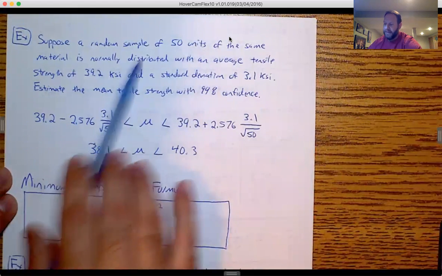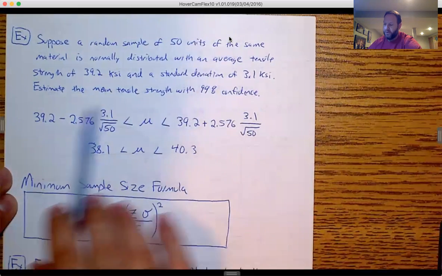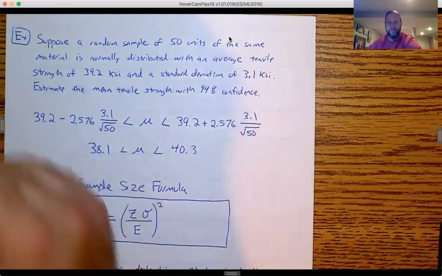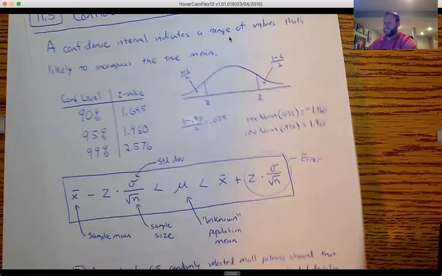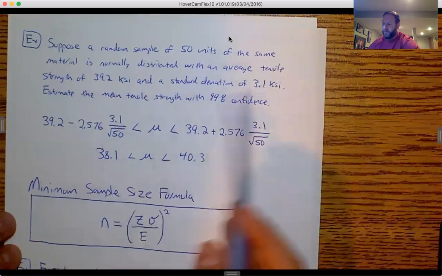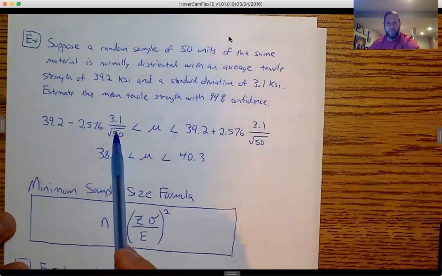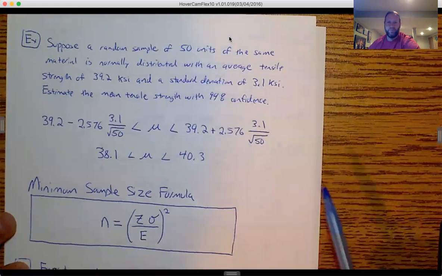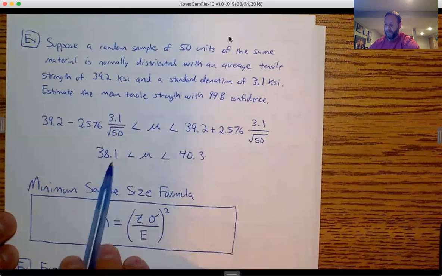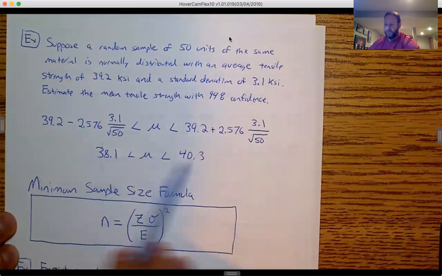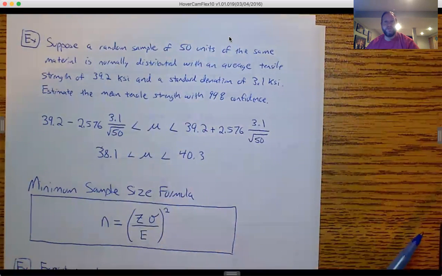Okay, so again, 39.2 was my average. The 2.576, I got that from the notes here, 99% confidence intervals. That's why I used the 2.576 from that chart right there. All right, 3.1 because the standard deviation divided by the square root of the sample size. The other side is exactly the same except for a plus sign. And then you type those in, that gives you your confidence interval. So you're 99% confident that the true average tensile strength lies between these two. Okay, so that's pretty much how you do it. Not too difficult to do, again, just using the formula.